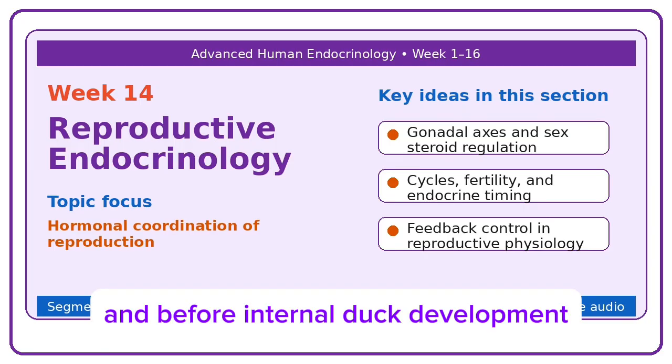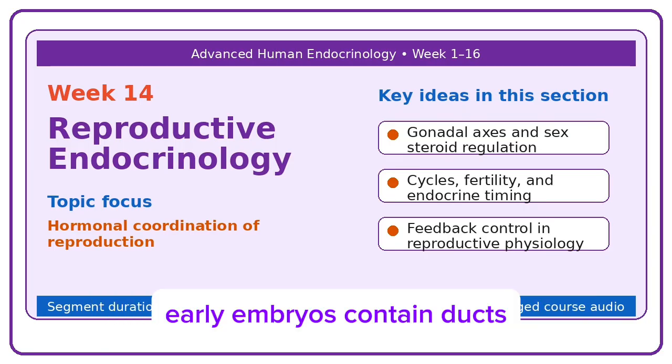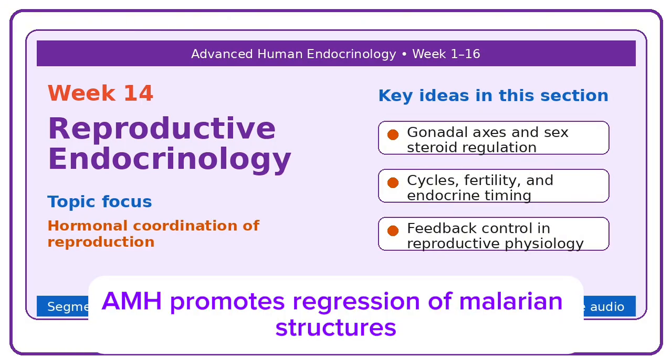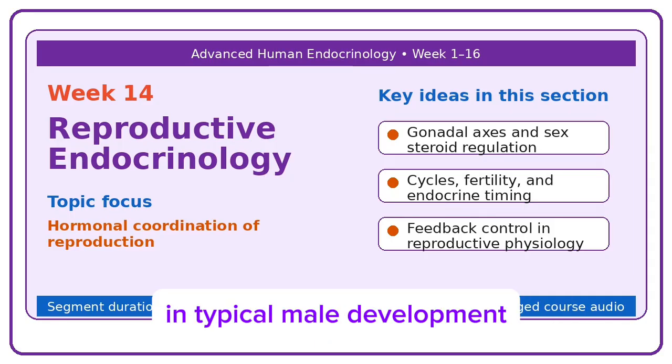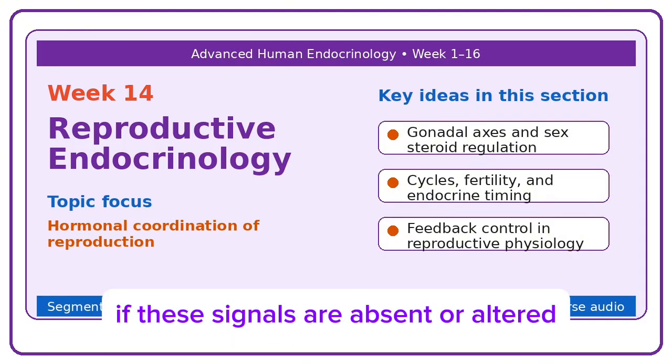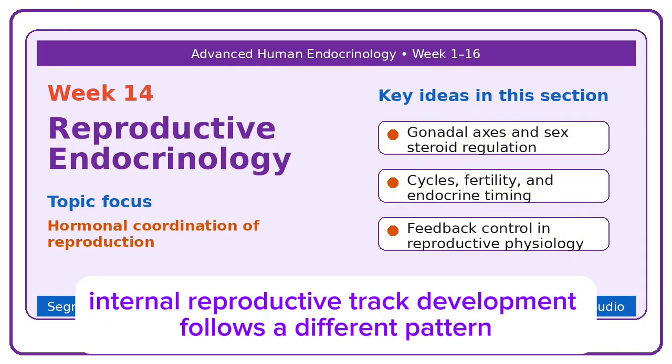Number 4. Internal duct development. Early embryos contain ducts that can support different reproductive tract outcomes. AMH promotes regression of Müllerian structures in typical male development, while testosterone supports Wolffian duct development. If these signals are absent or altered, internal reproductive tract development follows a different pattern.